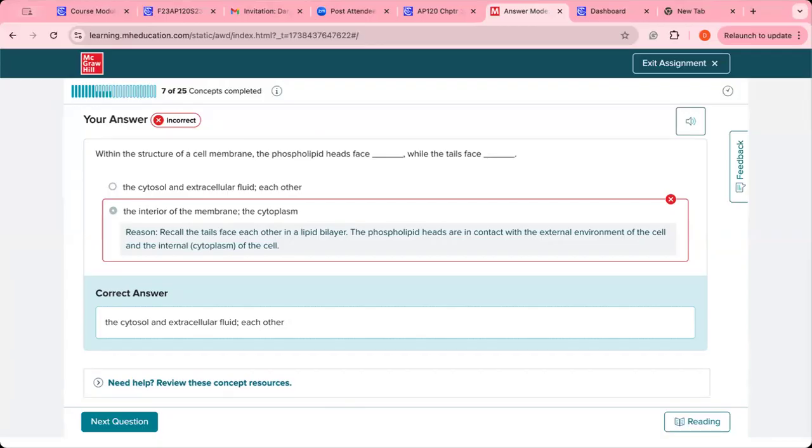So basically, the phospholipid heads face the cytosol and the extracellular fluid. The tails face each other on the inside. The tails face each other in a lipid bilayer. The phospholipid heads are in contact with the external environment of the cell and the internal cytoplasm. Okay, that's why. It'll come back as a question.